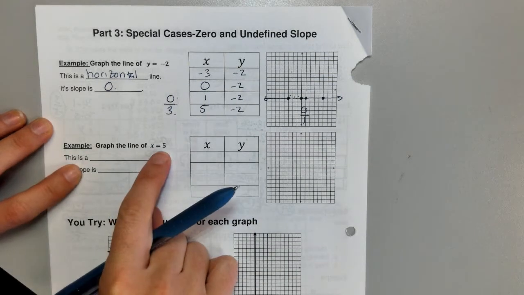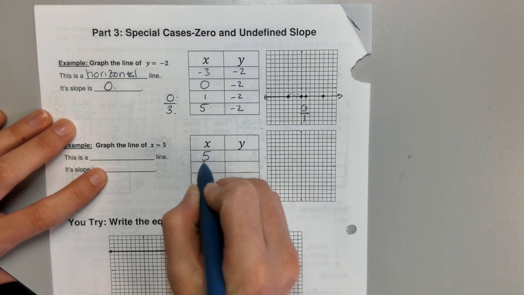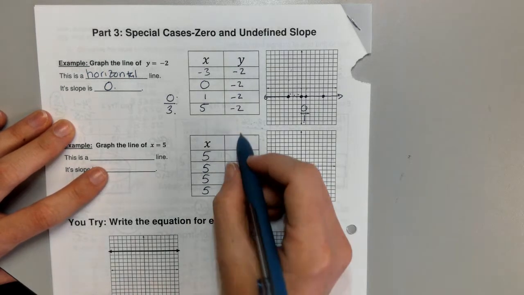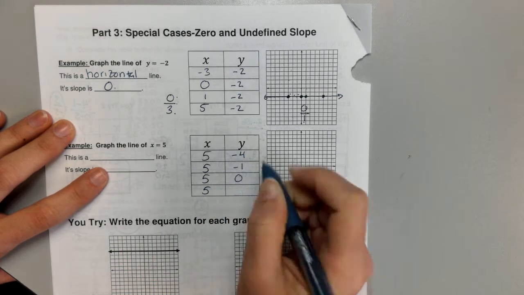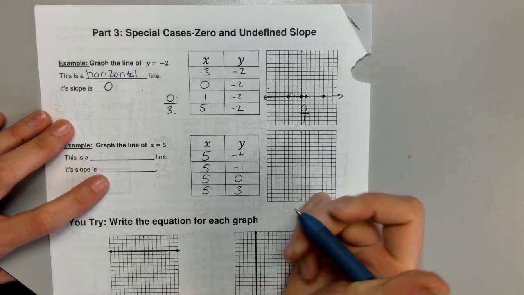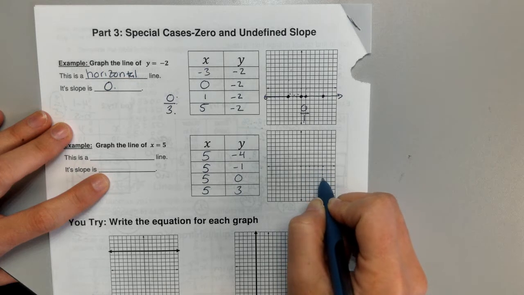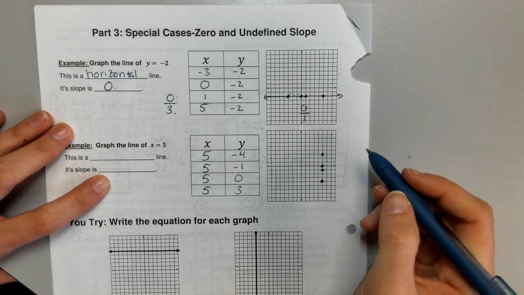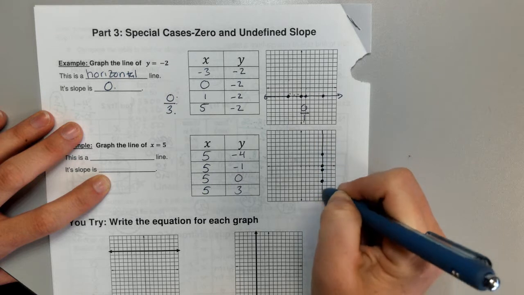Okay, this one, x equals 5, so where should I put all the 5s? Underneath x. X is always 5. That never changes. And y can be whatever it wants. So I'll do -4, -1, 0, and 3. So x is 5: (5, -4), (5, -1), (5, 0), (5, 3). What about these points? What do you notice about them? They're all vertical. They're all on top of each other.